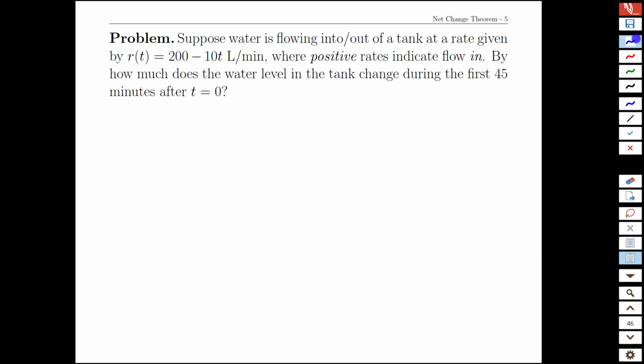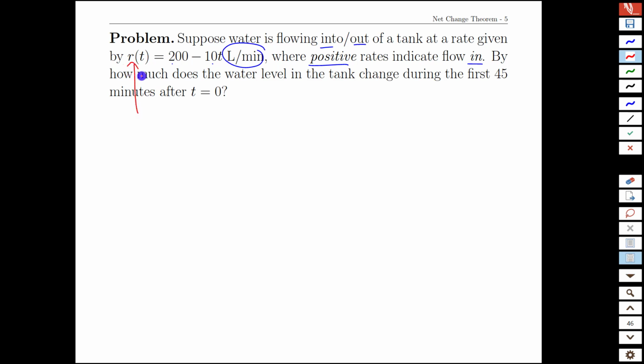Let's look at one last example. Here we're going to work through some numbers though. We have water flowing into or out of a tank, so here we're going to allow ourselves both directions. And we're told that the rate of water flow is 200 minus 10t, and we can see the units here naturally fit into a rate, liters per minute. And we're given some information about the signs. Positive rates indicate flow in. All right, how much does the water level change in the tank during the first 45 minutes?